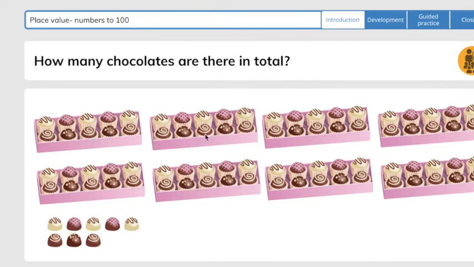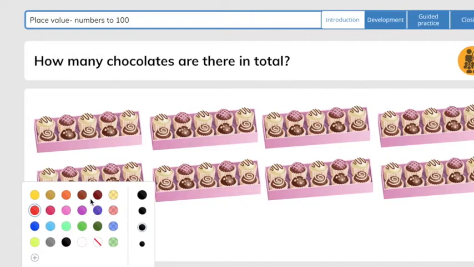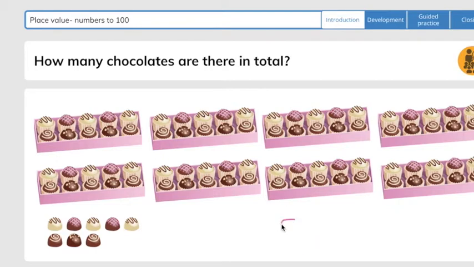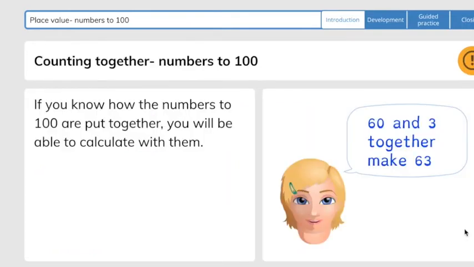10, 20, 30, 40, 50, 60, 70, 80, 85, 86, 87, 88. So how many chocolates do we have in total? That's right, we have 88 chocolates. There's an 8 in the tens place and an 8 in the ones place. So 88 looks like this. Alright guys, so now we are going to count together.